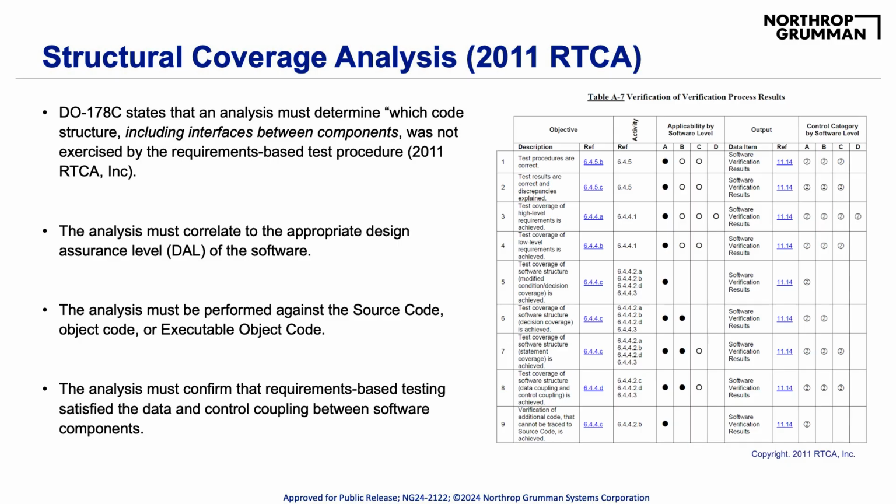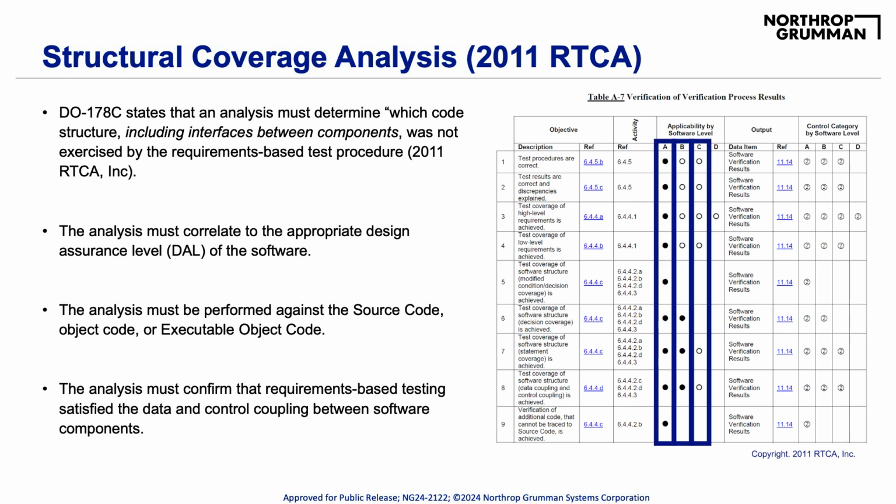DO-178C states, and I quote, that the analysis must determine which code structure, including interfaces between those components, was not exercised by the requirements-based test procedure. DO-178C isn't just interested in a unit test against one component. It wants us to view the software holistically across all file elements that comprise the source code. The analysis has to correlate to the appropriate design assurance level of the software. There is DAL A, B, and C, each with its respective objectives.